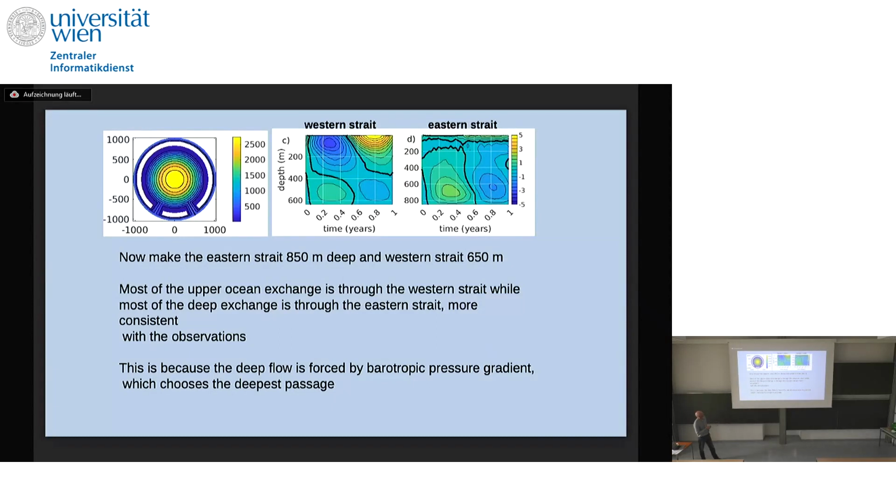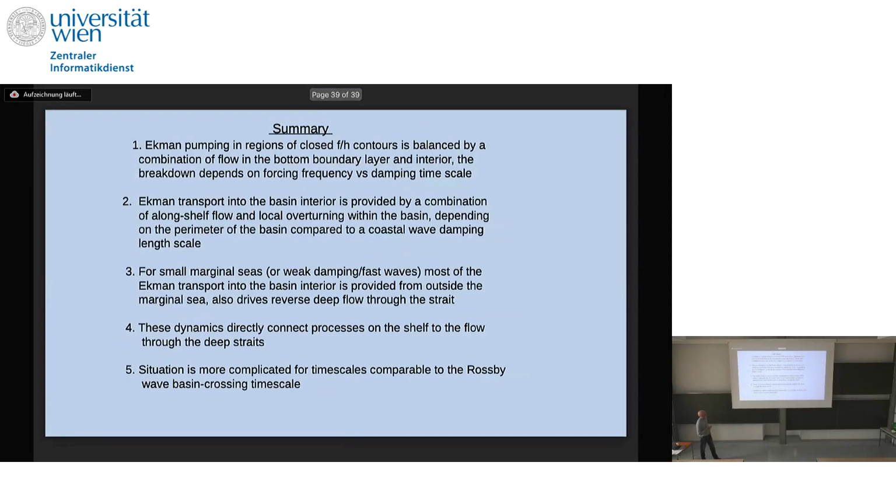And the shift from the Western Strait to the Eastern Strait is because this strait is deeper. At a barotropic signal, it's just going to follow, I think, the deepest pathway. That's not predicted by the theory, but I think it makes sense. Okay, so that's the story.